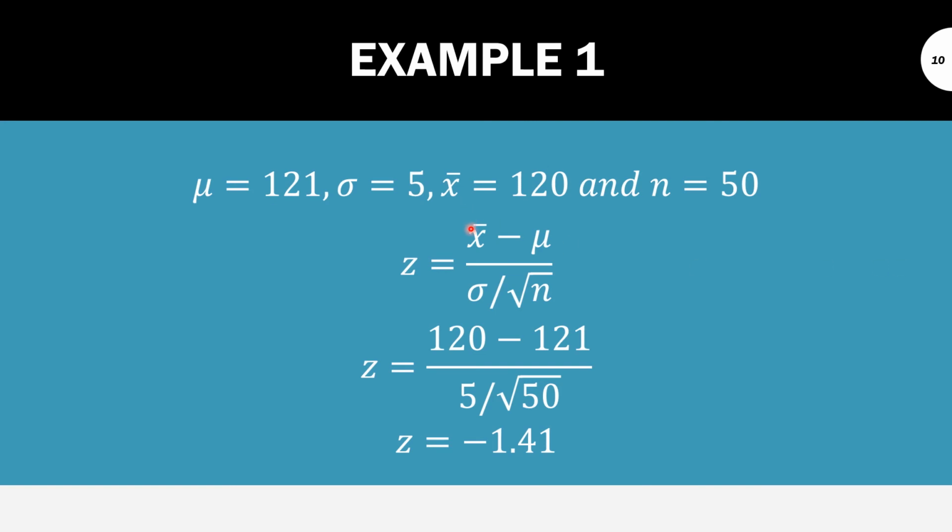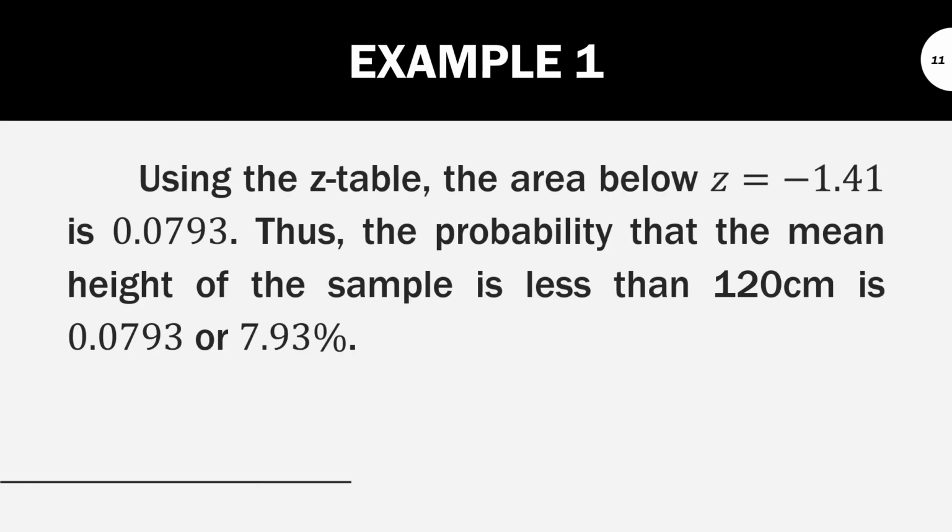So we have this. This is our formula, and we are going to plug the values into the formula. So we have here x bar, or sample mean, as 120, population mean 121, standard deviation as 5, sample size as 50. If we input this in our calculator, we can obtain negative 1.41 as the value of z. Using the z table, the area below z equals negative 1.41 is 0.0793. We can also conclude that the probability that the mean height of the sample is less than 120 centimeter is 0.0793.